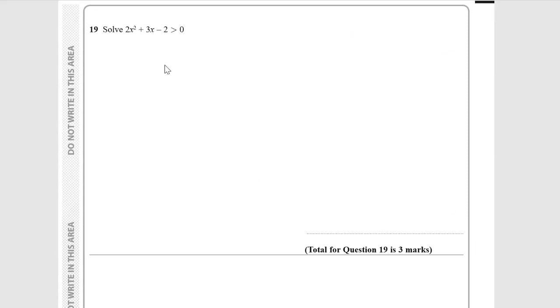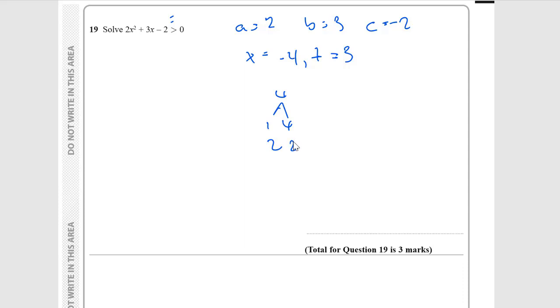So solve question 19. Let's first treat that as an equality. So a is 2, b is 3, c is minus 2. So the product is 2 times minus 2, which is minus 4. We need two numbers that sum to give us 3. If we take minus 1 and 4, multiplying them gives minus 4, and adding gives 3.